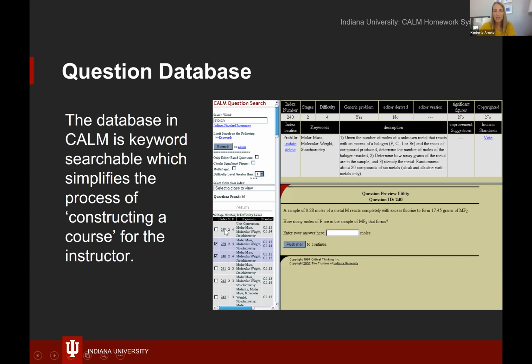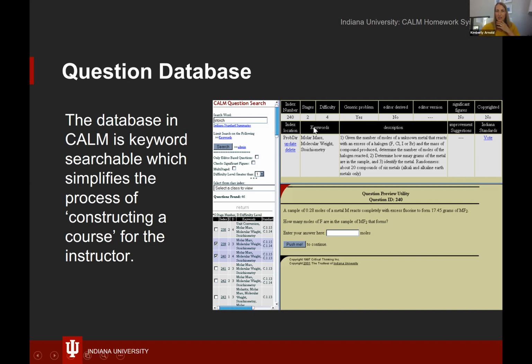You could also just type in the question number. You could type in, I just want to see what question 1000 is, and whatever question 1000 is would appear. Or if someone shares with you, if Kristen says, I found a great question, it's question number 305, you could type in 305 and find that question. There are other options here. You can check if they're editor based. If you want it to check for significant figures, you can click that. You can also choose multi-stage, and difficulty, which depends on who made it up. There are just a couple different ways to search the questions.